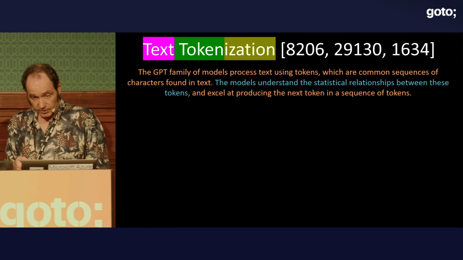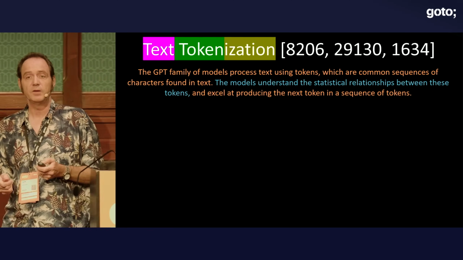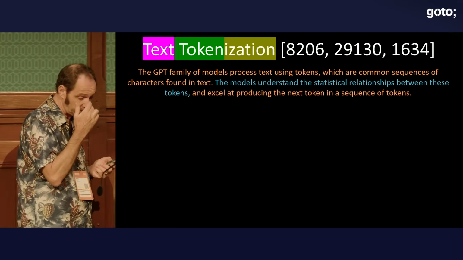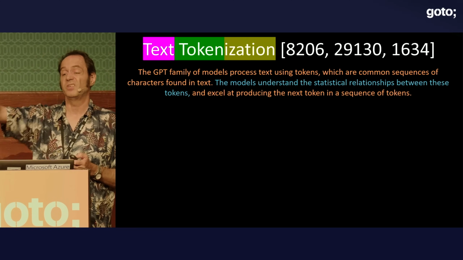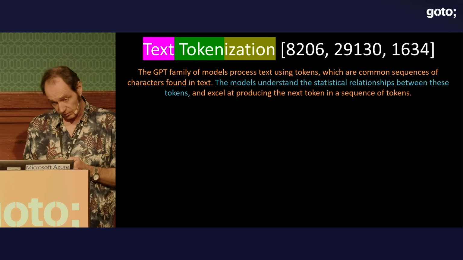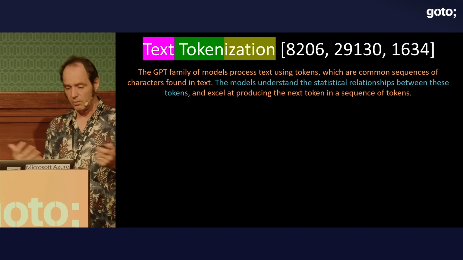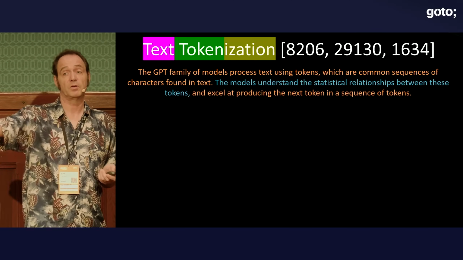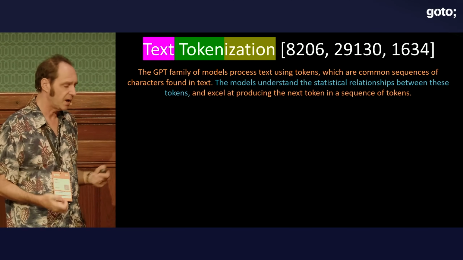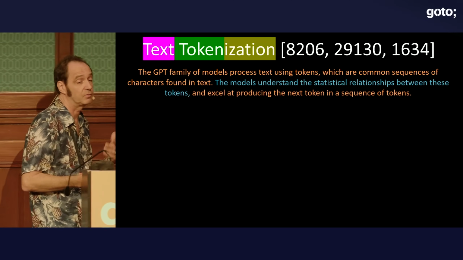The models understand the statistical relationships between these tokens. I would argue that the language models do not understand text. They just understand the statistical relationships between the tokens, and they predict the next tokens. The tokens could represent musical notes, in which case it will predict the next musical note in a sequence. All it's doing is maths with the probability distributions of tokens.